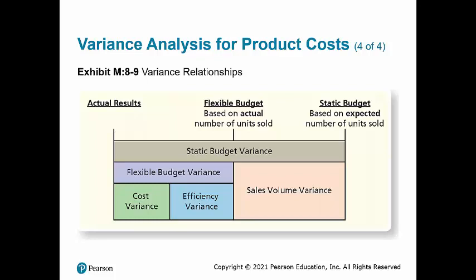The static budget is used only to compute the sales volume variance, or the variance caused because the company sold a different quantity than it thought it would sell when it created the budget. It is never used to compute the flexible budget variance or the cost and efficiency variances for materials and labor. And that is the conclusion of the presentation for Learning Objective 2.